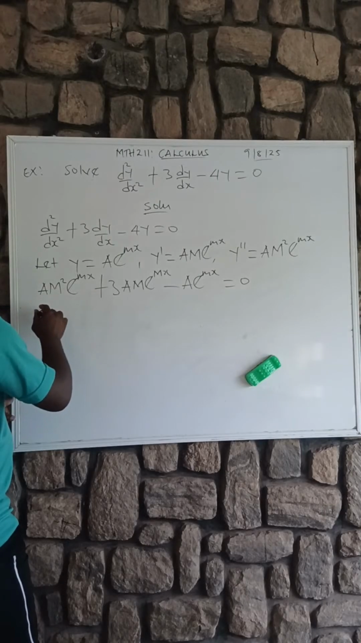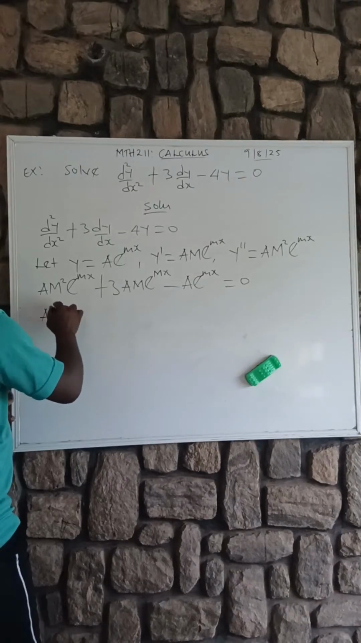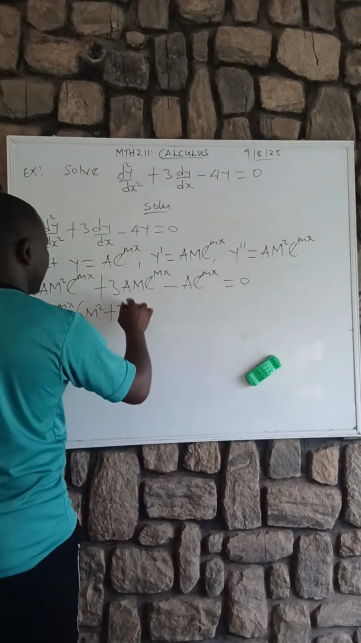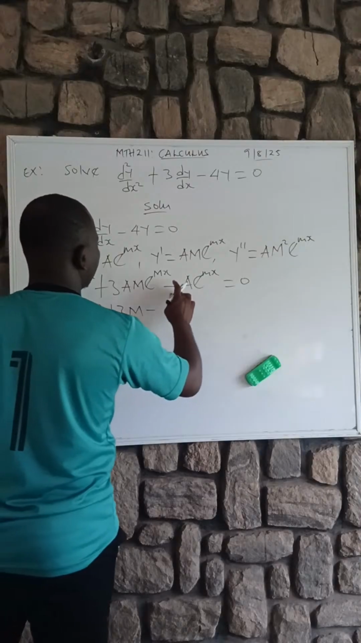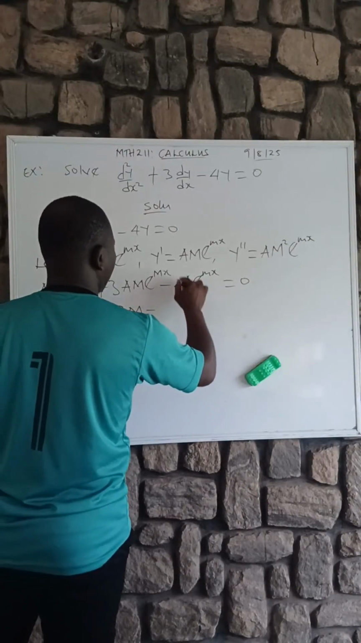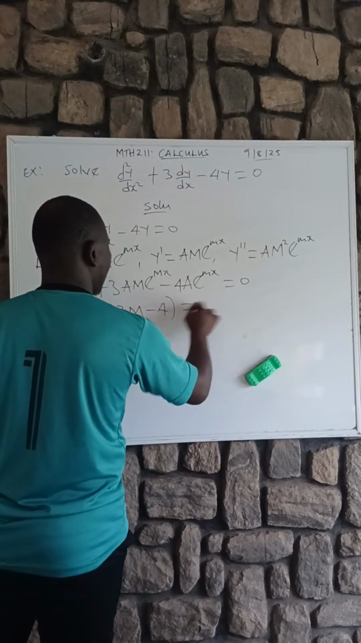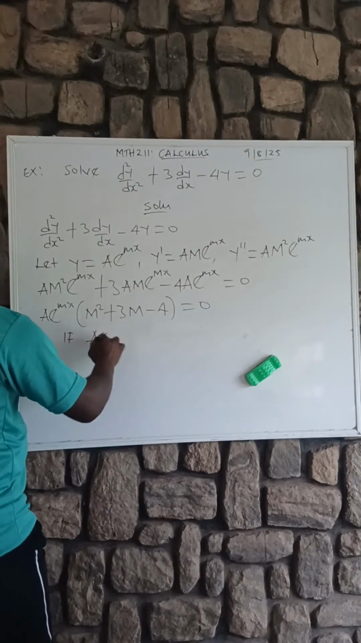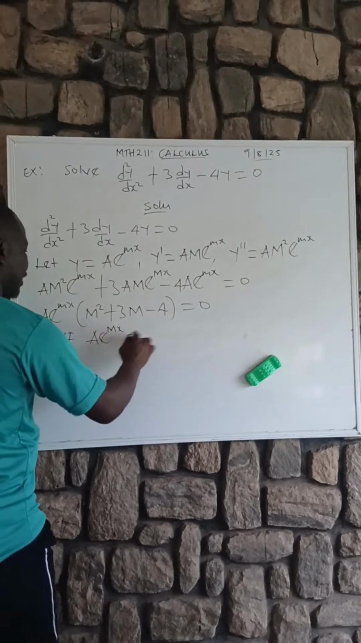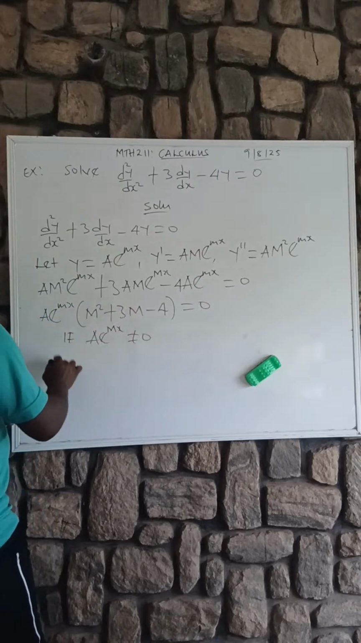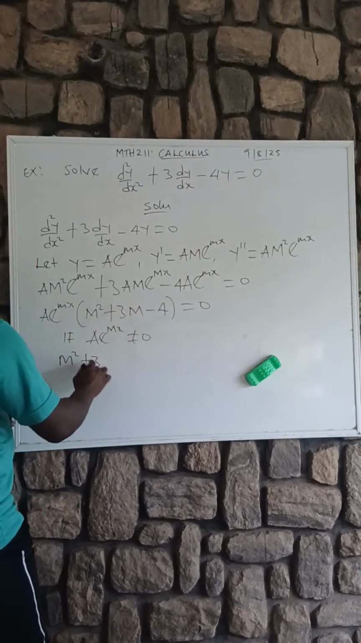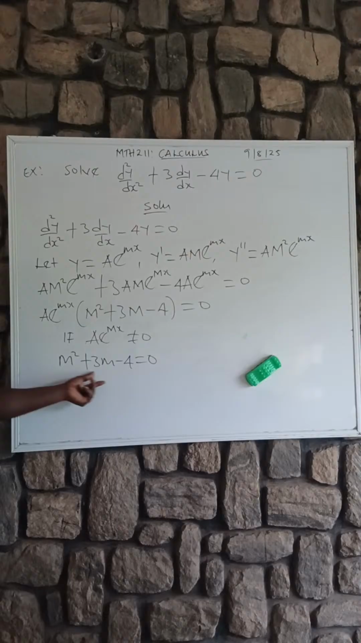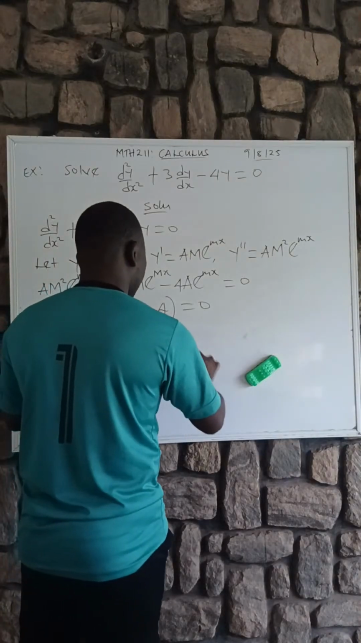So it means we are going to have a e^(mx), open bracket, m² plus 3m minus, oh, here is 4. Here is supposed to be 4. Yeah, minus 4 equals 0. So this and this can never be equal to 0, e^(mx) cannot be 0, it means m² plus 3m minus 4 is equal to 0. So we call this auxiliary equation.